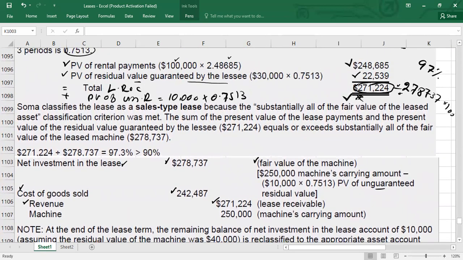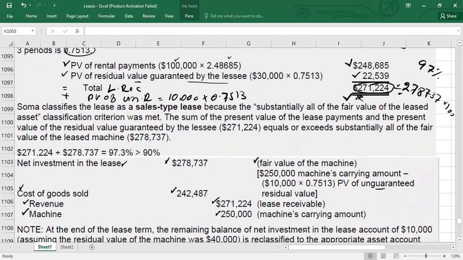It should include only the present value of lease rentals plus the present value of the guaranteed residual value by the lessee or any other third party. And then you have to credit, guys, here the machine is always credited with the carrying amount, which is 250,000. So this is your entry, and there is no initial direct cost.